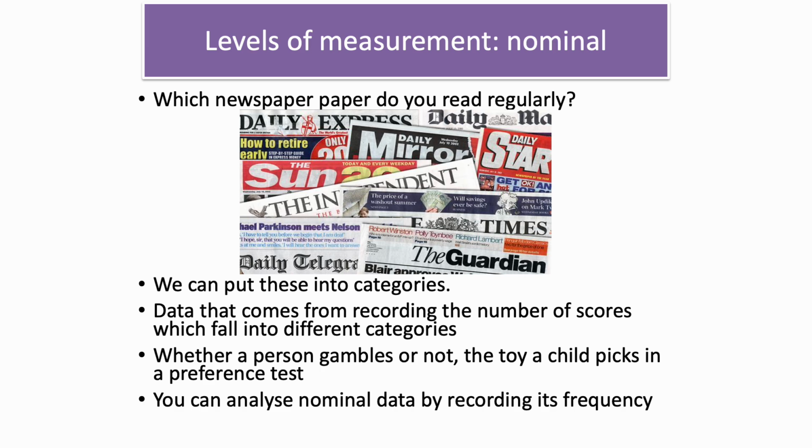Okay, so nominal data is categorical data, data that is put into categories, and typically you would record the score in each category. So I could record gambling or not, and I could tally how many people gamble, how many people don't. Or I could tally what newspaper people read, although that's certainly something that's ceasing to exist nowadays. But I could tally how many readers of the Daily Mirror there are, how many of the Sun there are, how many of the Guardian. That's put into named categories, and you are counting the quantity in each category. So you are recording its frequency.